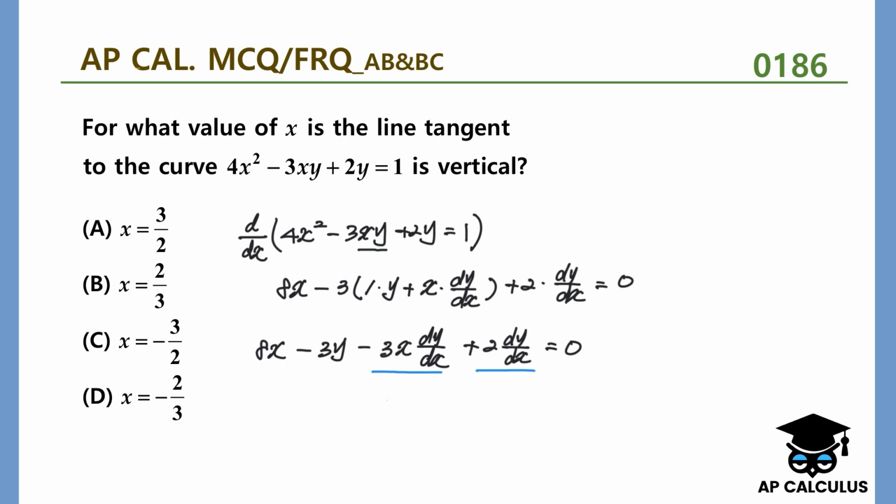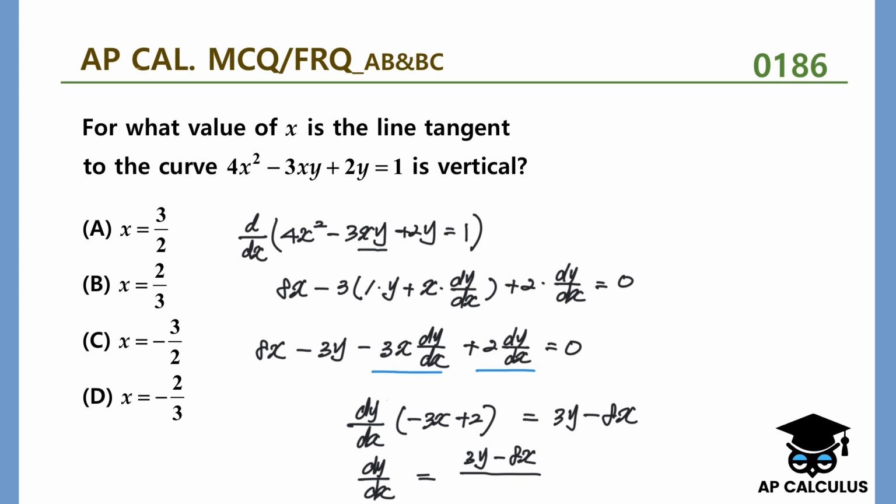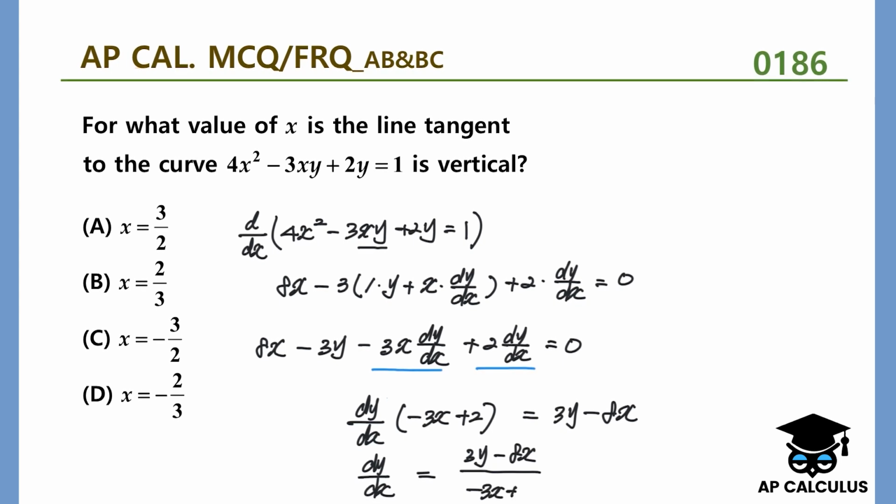So dy over dx, we have negative 3x plus 2 is equal to, here negative 3y becomes a positive 3y, and 8x minus 8x, right? So our dy over dx is equal to 3y minus 8x over minus 3x plus 2.